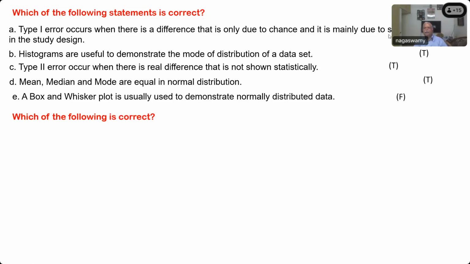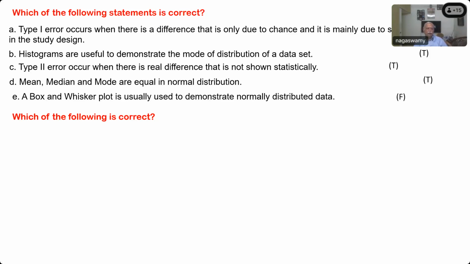What is the answer that is given here? The first one is true. Type 1 error occurs when there is a difference that is only due to chance, mainly due to statistical error. That is true. Histograms are useful to demonstrate the mode of distribution of a data set. That is also true. Type 2 error can occur when there is a real difference not shown statistically. True. Mean, mode and median are equal in normal distribution. True. A box and whisker plot is usually used to demonstrate normally distributed data is the only false answer in this. All the others are true.